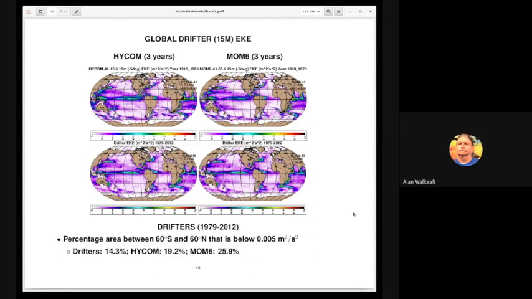One difference is that when you look at the areas with low EKE, the drifters, that's about 14% of the global area between 67 and 60 North. In HICOM, it's about 19%, and MOM, it's 26%. So away from strong currents, MOM is giving us less EKE. Because the drifter EKE is a 30-year average, so it's got lots of interannual variability, it's hard to know what the right answer there is, whether HICOM or MOM is doing a better job for that, unfortunately.